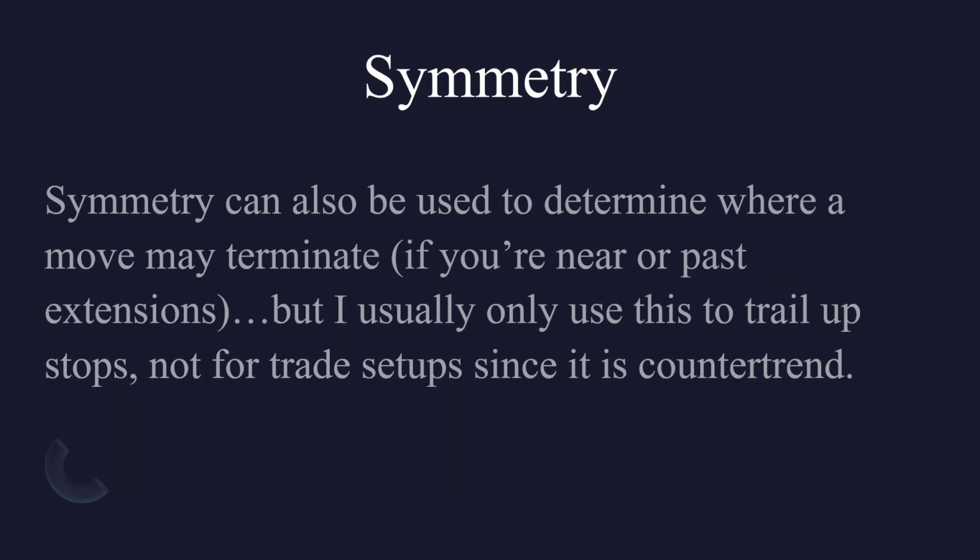Symmetry can also be used to determine where a move may stop. The target extensions are the green 1272 and 1618. If you're already past them, and you're wondering where this move is going to stop, what we always say is many moves go to the terminated extensions of prior swings. Where could this move possibly stop? Well, then we start looking at symmetrical projections.